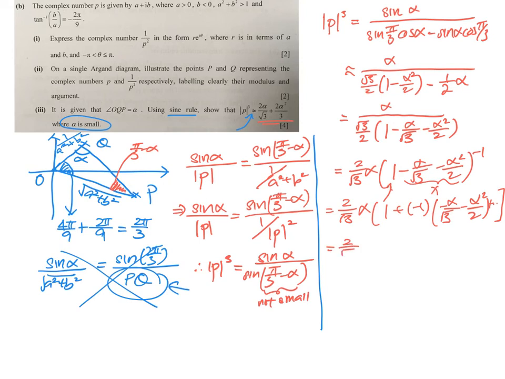We will get 2 over square root 3 alpha, 1 plus alpha over square root 3, plus alpha square over 2, plus and so on. Okay, then multiplying this coefficient, 2 over square root 3 alpha, into the expansion, we will get 2 over square root 3 alpha plus, well, 2 over 3 alpha square. Now how about 2 over square root 3 alpha times alpha square over 2? It is not needed because we do not need the terms with power of 3 or more. So therefore, we are able to show the expression.